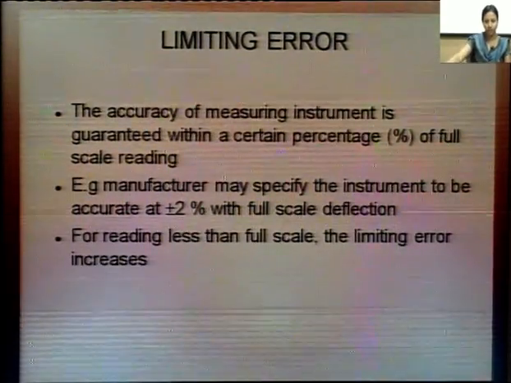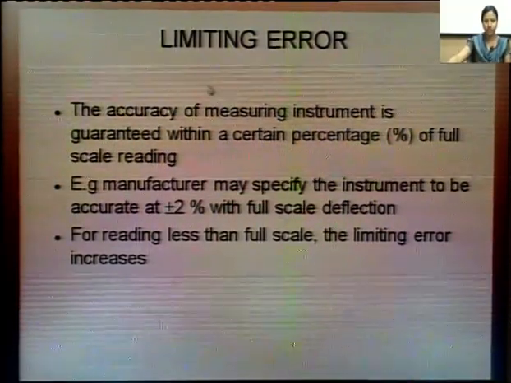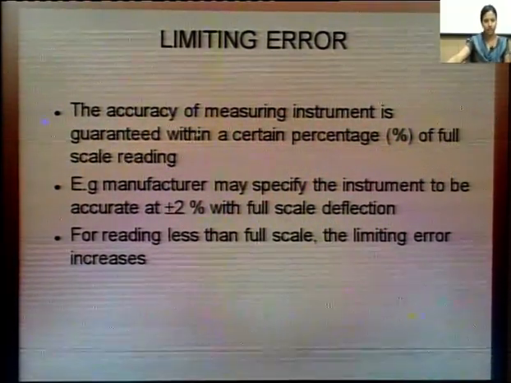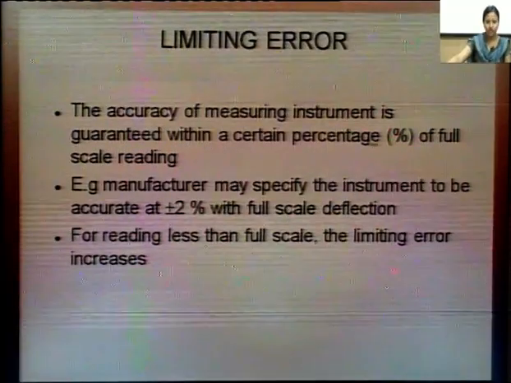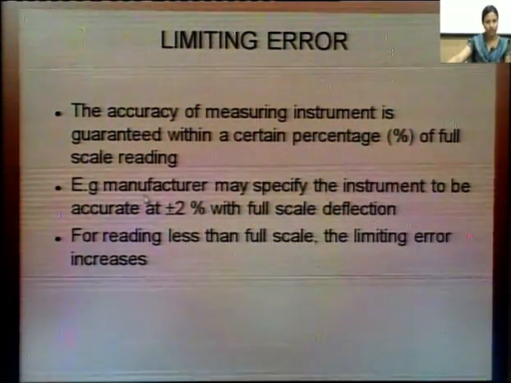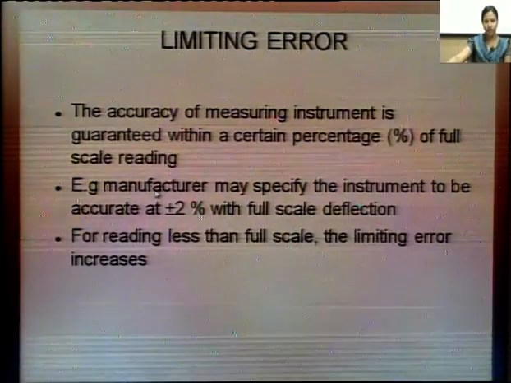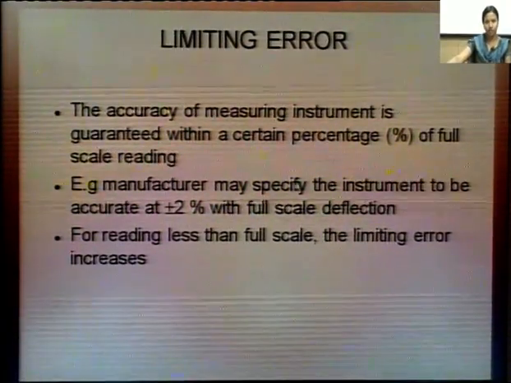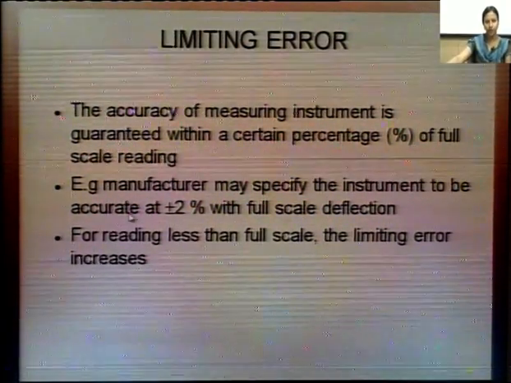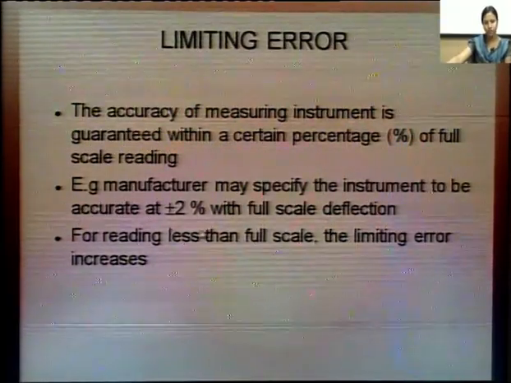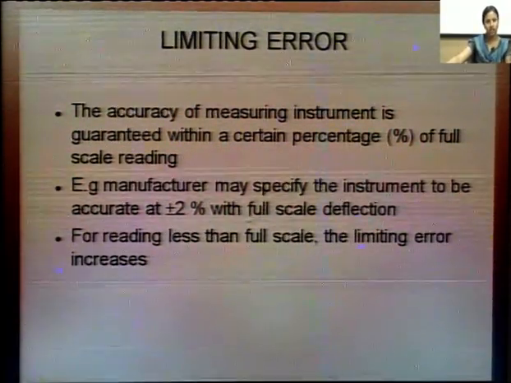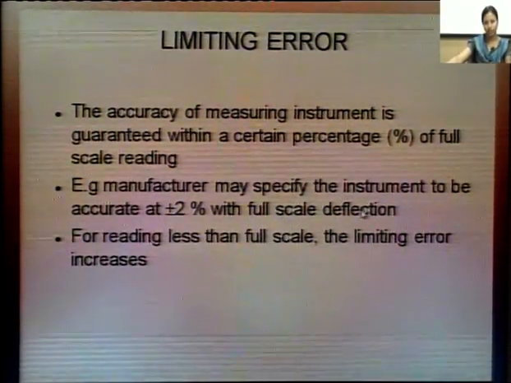Next we come to the limiting error point. The accuracy of a measuring instrument is guaranteed within a certain percentage of the full scale reading. For example, a manufacturer may specify the instrument to be accurate at plus minus 2% of full scale deflection. So this is called limiting error.